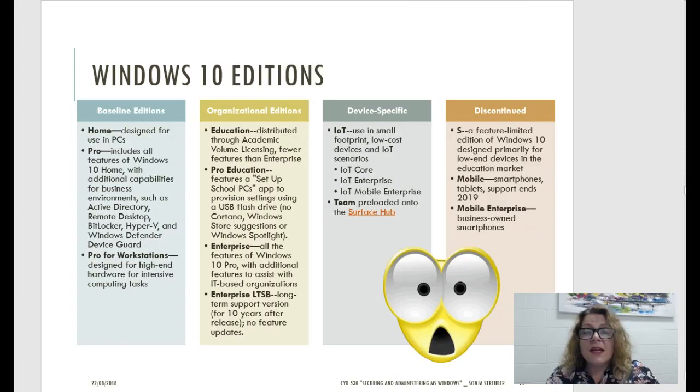So what are we looking at when we're looking at Windows 10 and Cortana, which can be turned off or left on? We're looking at 4 different editions, really. We're looking at the baseline editions. Those will be the home version, the pro version, and pro for workstations, all for end users.